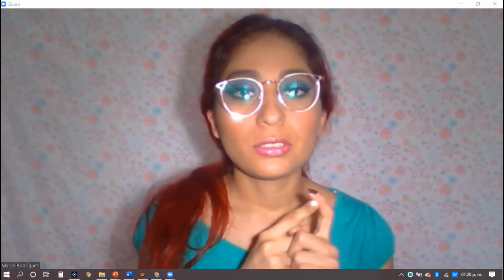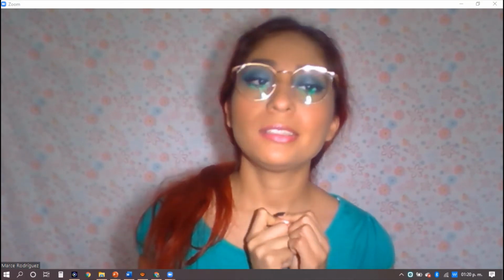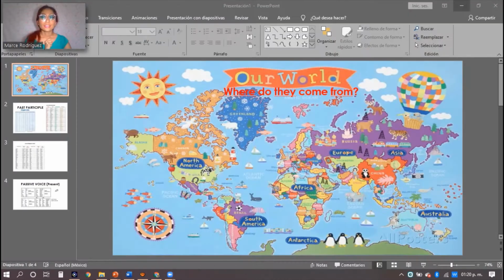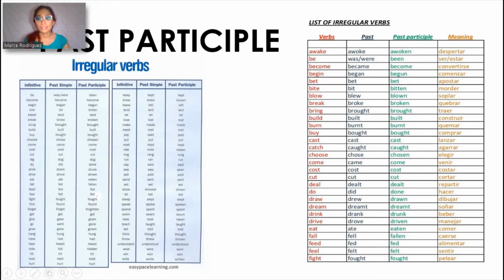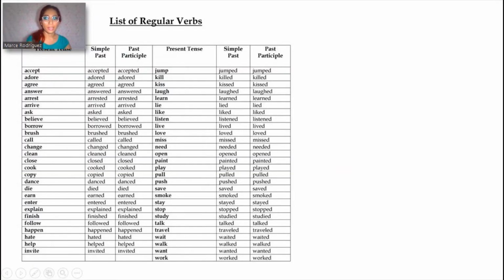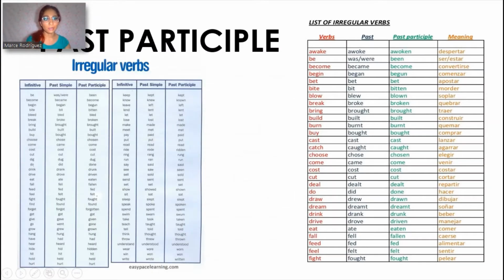Remember that you needed to study the verbs in past participle so we can do this easily, okay? Remember that we have this chart, and if you need it you can find it on the internet or ask me to send it to you. Remember that you have regular verbs and irregular verbs, okay? The irregular verbs are the different ones.